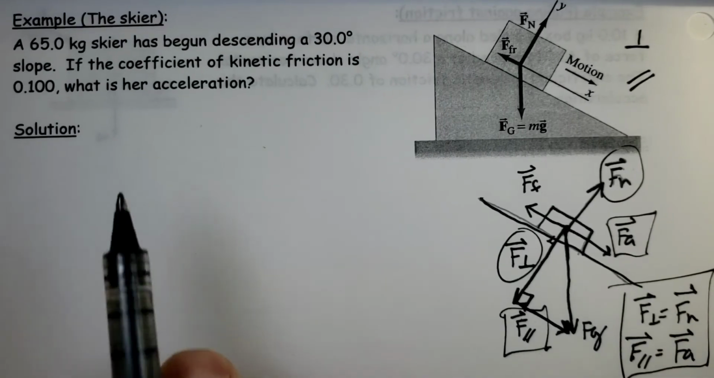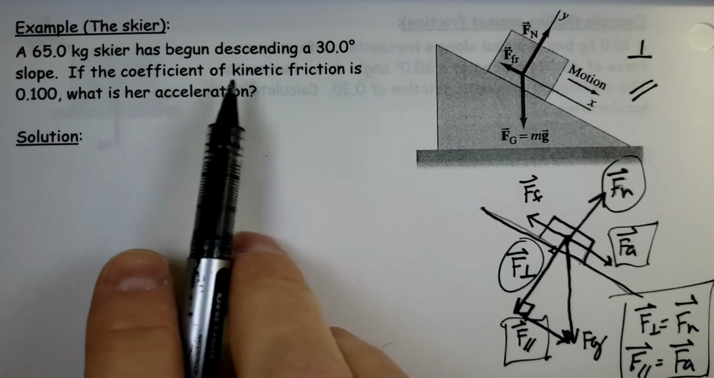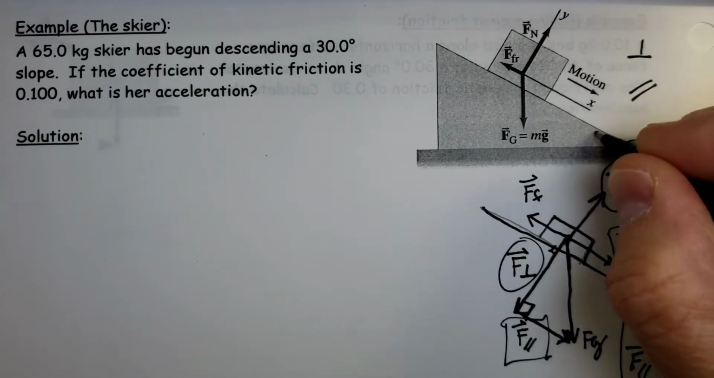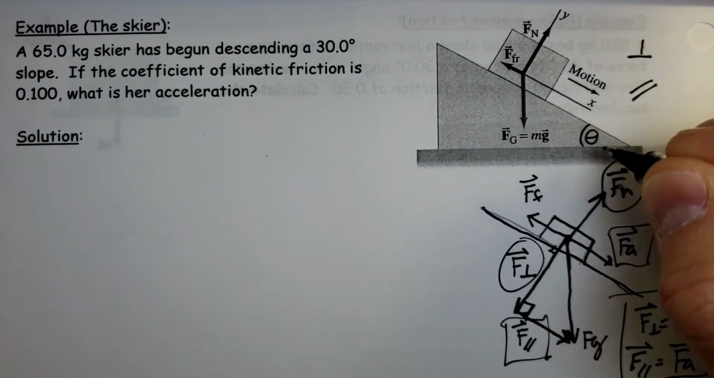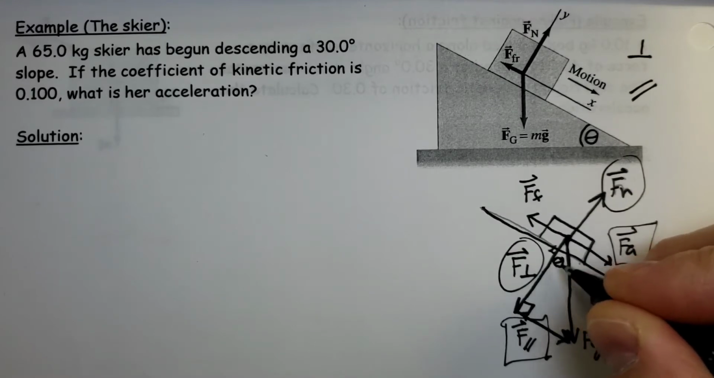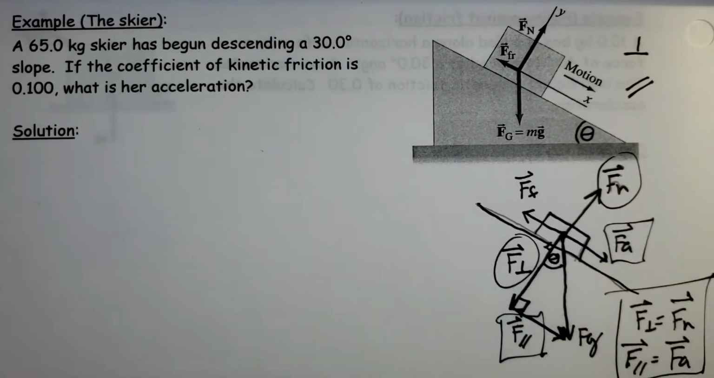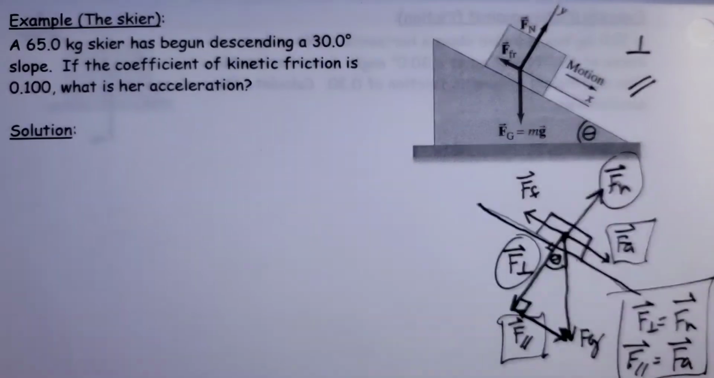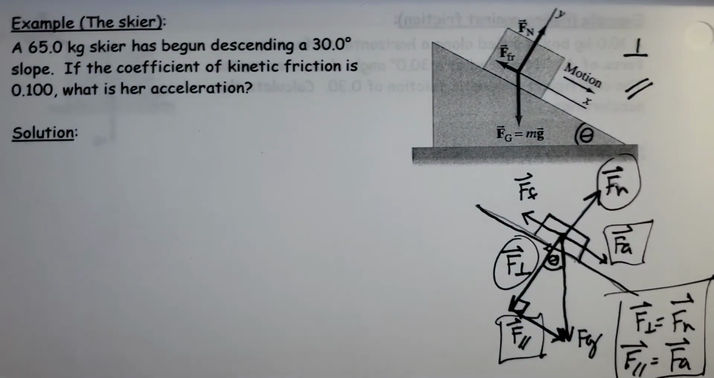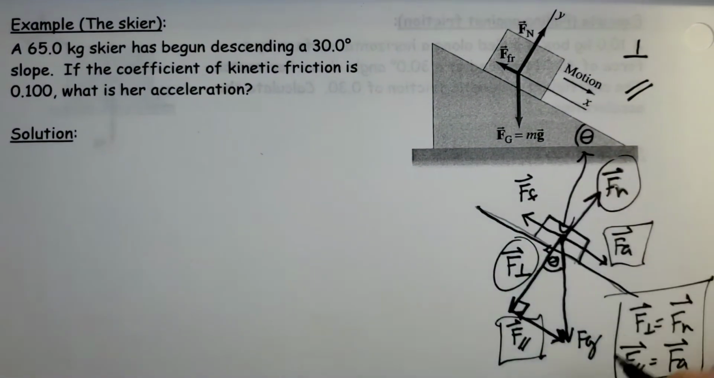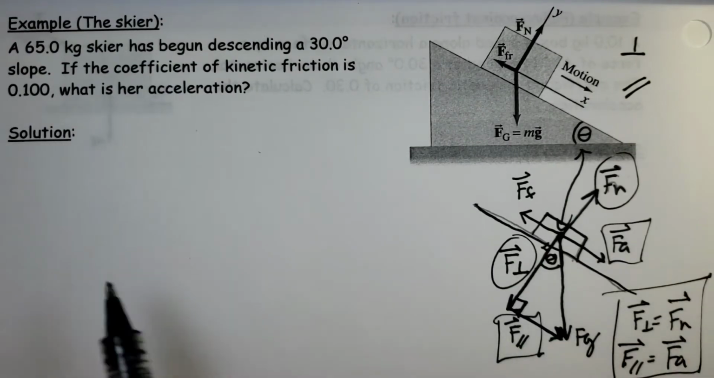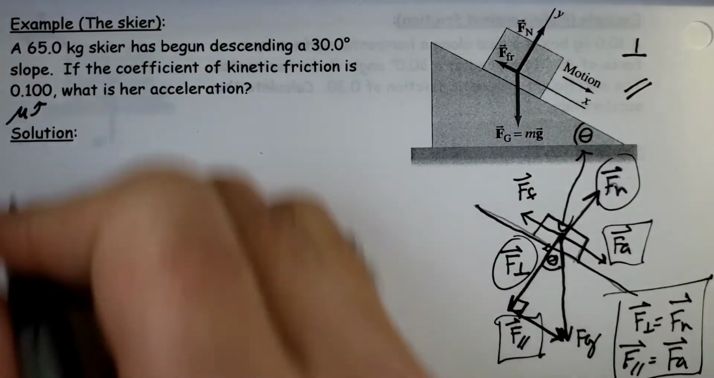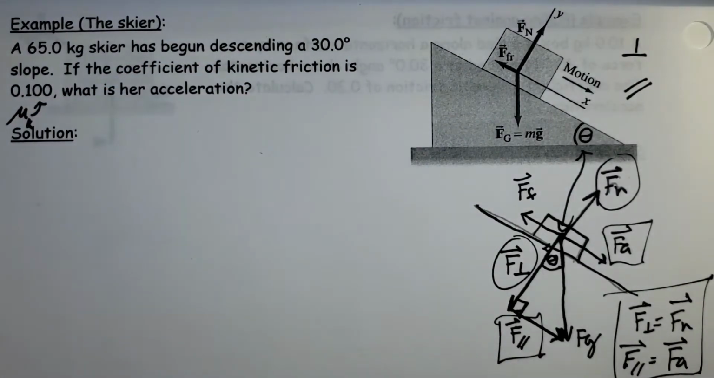If I look at this question: a 65 kg skier has begun a descent on a 30-degree slope. Now, one last piece of geometry. Whatever angle this slope is going to be equivalent to this. If I was to draw a series of diagrams in which I started turning this slightly, it would be equal to that angle there. So these are equivalent. If the coefficient of kinetic friction is 0.100, so that's mu k, assuming it's moving, what is the acceleration?